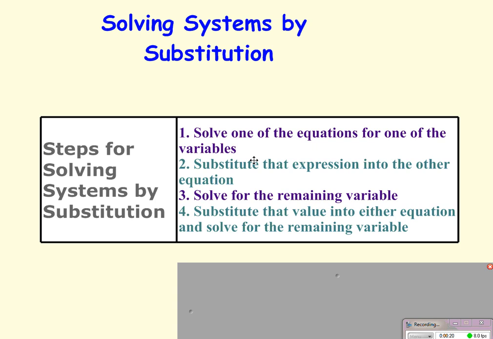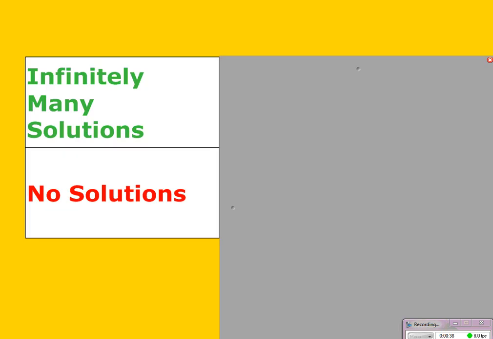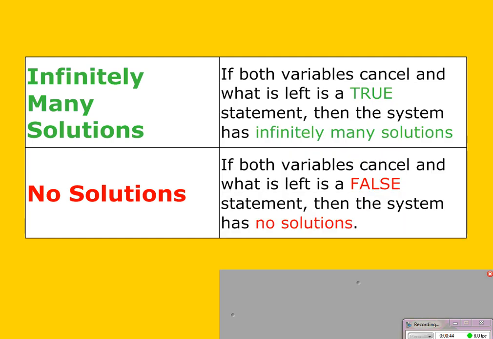Solve one of the equations for one of the variables, so basically get a variable by itself. Substitute that expression into the other equation, solve for the remaining value, and then substitute that value back in and figure out what your first value was. So the way that works is you get a variable by itself, switch that in so you're only solving for one variable, and then solve it, and then put it back in and solve for the other one.